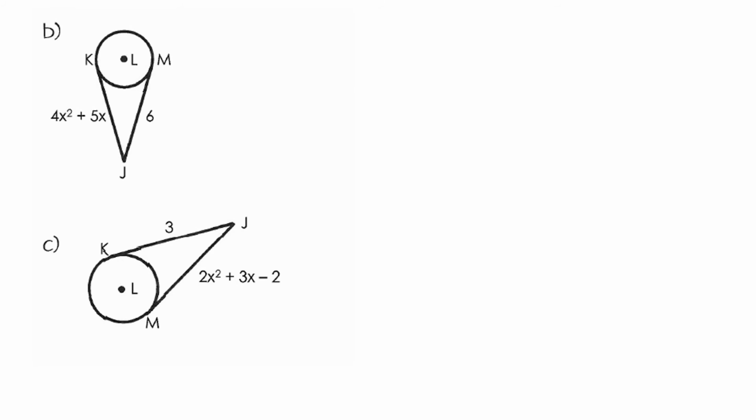Okay, so now let's do part B. So we know that KJ and MJ, because K is tangent to circle L and M is tangent to circle L, those two tangent segments are congruent. So that means 4x squared plus 5x is equal to 6.